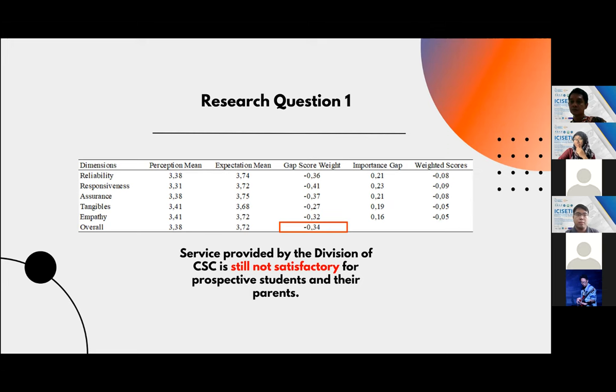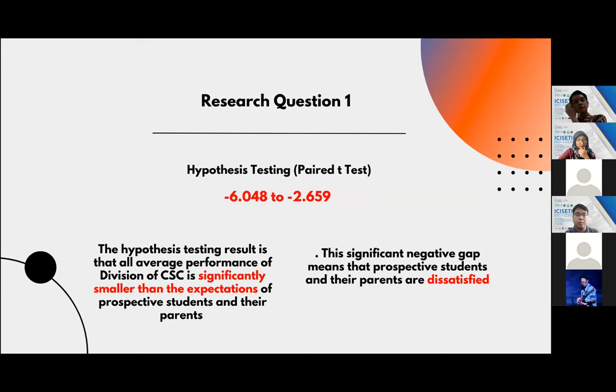To make this more sensitive for the data, I checked the hypothesis testing with a paired t-test, and the result is that the performance of DVC CSC is significantly smaller than the expectation of prospective students and their parents. So it means the gap between expectation and perception is too large. The negative gap makes prospective students and their parents dissatisfied.